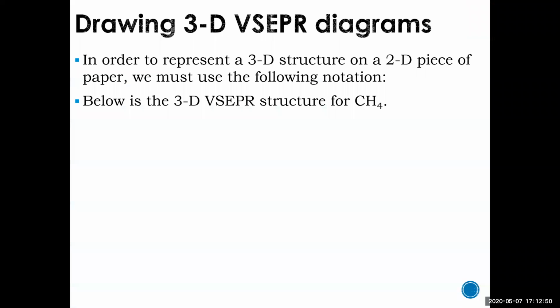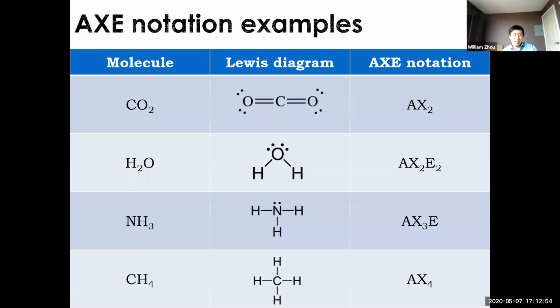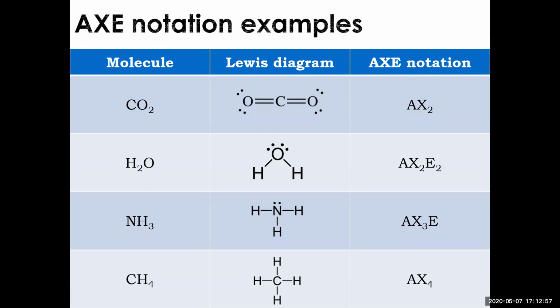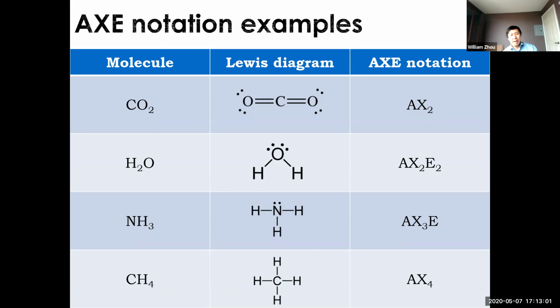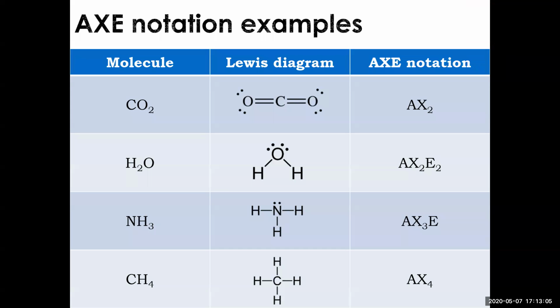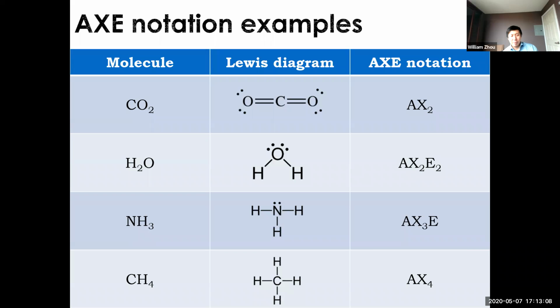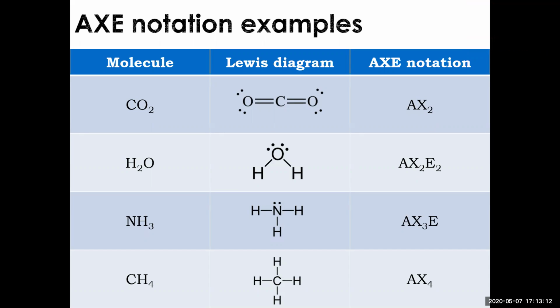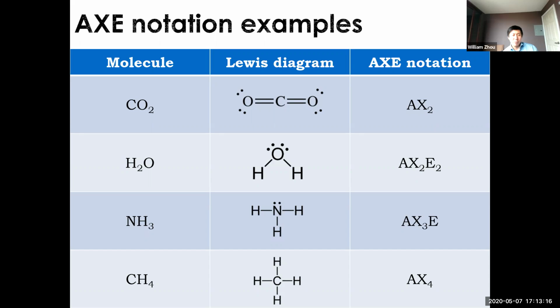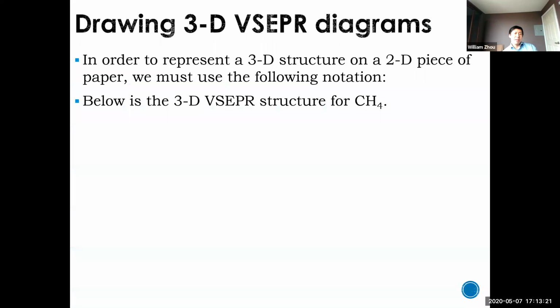What if you have C2H4? That means you have 2 central atoms. You have to look at them individually. So for one of the carbons, that will be AX3, and the other one will also be AX3. Does that make sense? It's very hard to draw the VSEPR structure of something with more than 1 central atom. We'll talk about that a little bit later.